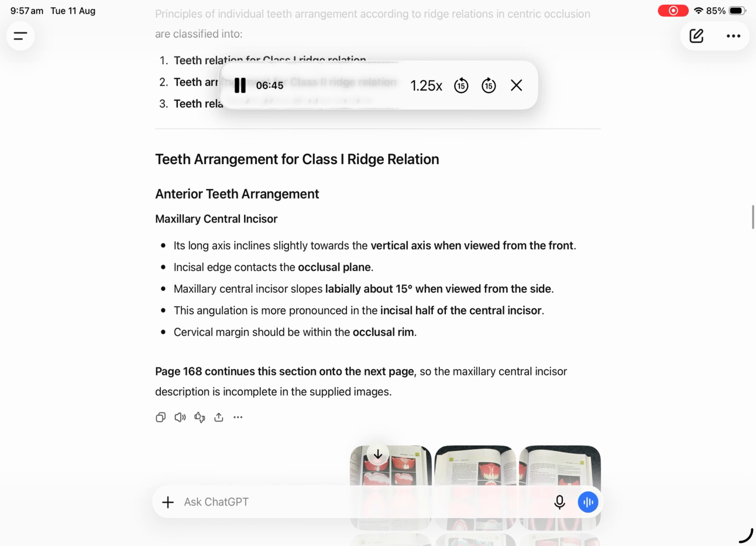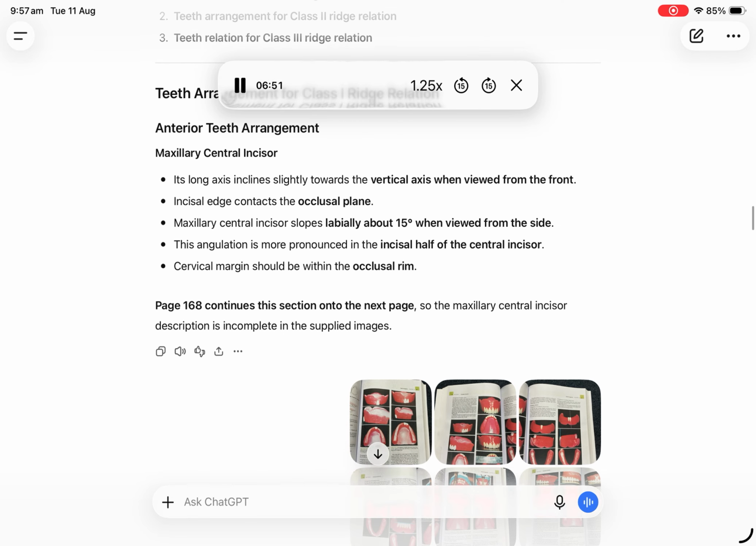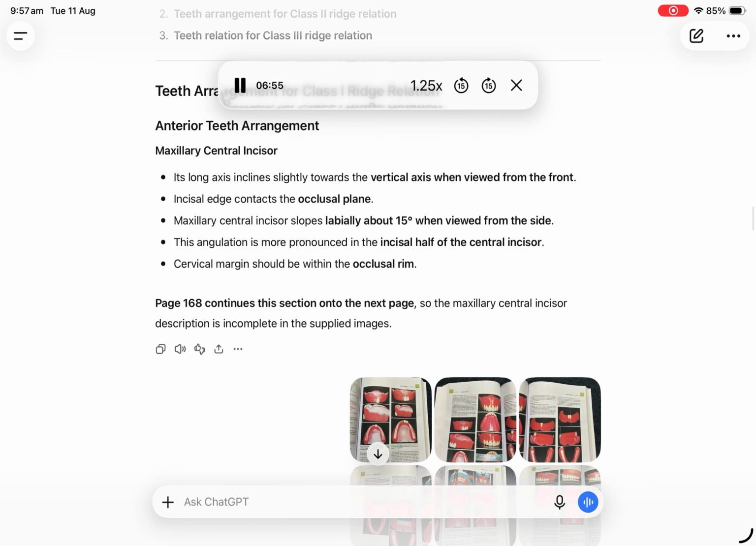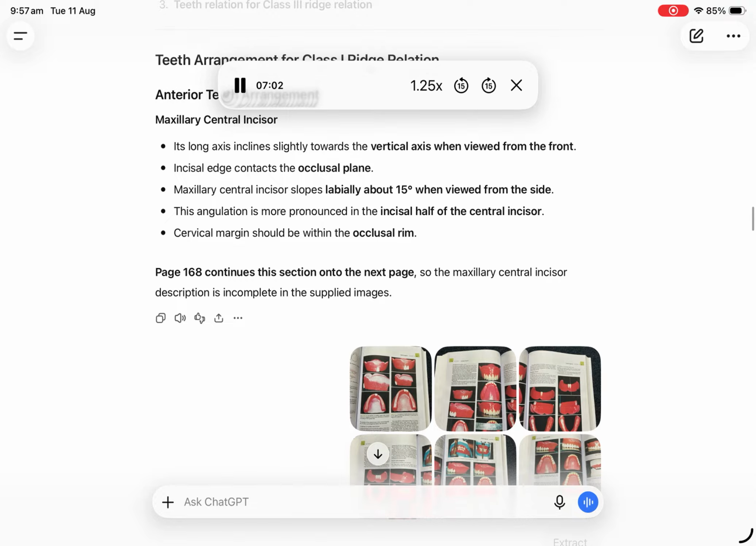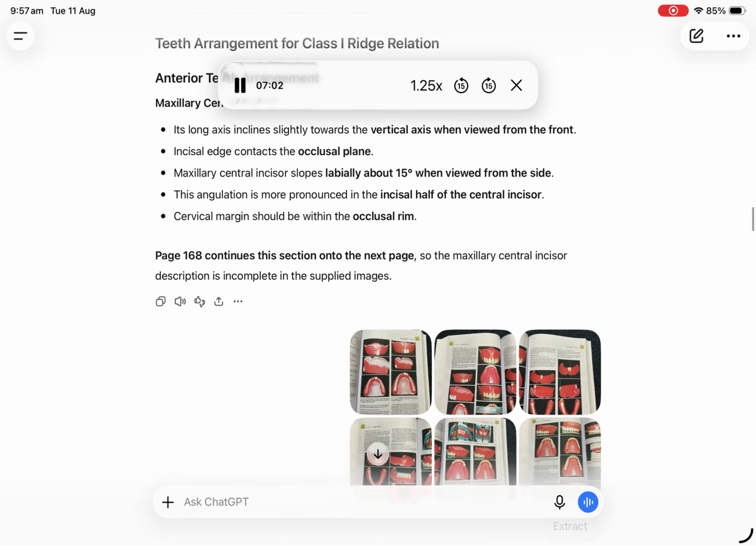Teeth arrangement for class 1 ridge relation. Anterior teeth arrangement. Maxillary central incisor: its long axis inclines slightly towards the vertical axis when viewed from the front. The incisal edge contacts the occlusal plane. The maxillary central incisor slopes labially about 15 degrees when viewed from the side. This angulation is more pronounced in the incisal half of the central incisor. The cervical margin should be within the occlusal rim.